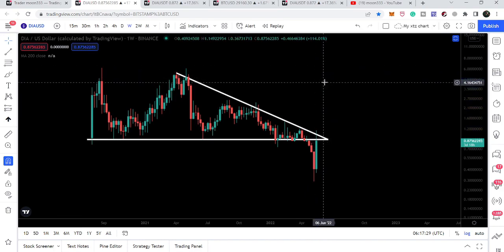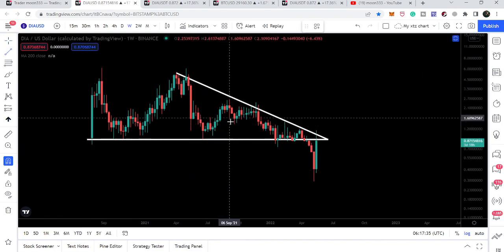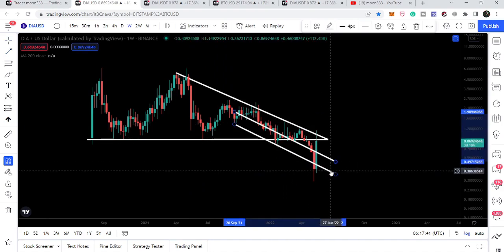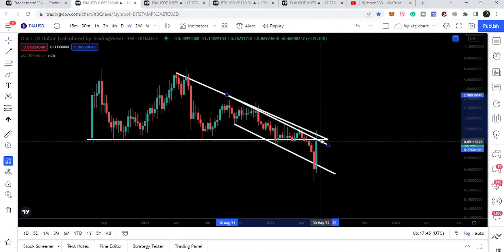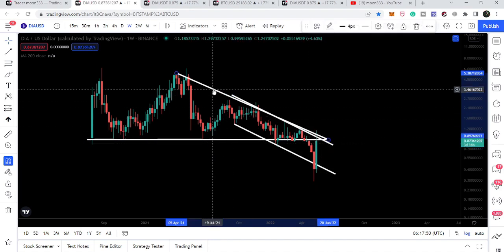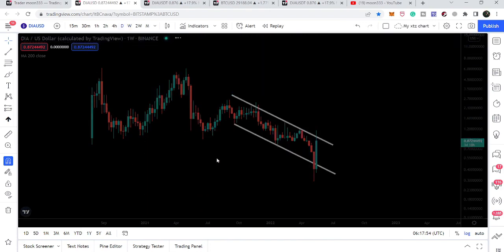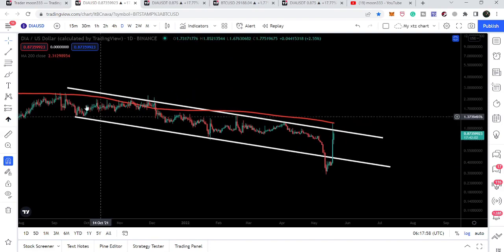At the same time, the good news here is that DIA has formed another down channel, and that will be more visible on the smaller time frame, so I will show you on the daily time frame. This is the support, and the same resistance of the triangle is acting as the resistance of this down channel. Let me remove these trend lines of the triangle and switch to the daily time frame. Here we can see that DIA has formed this down channel.